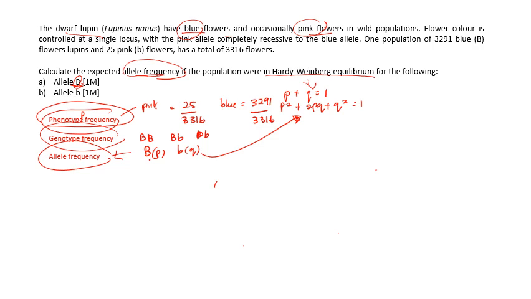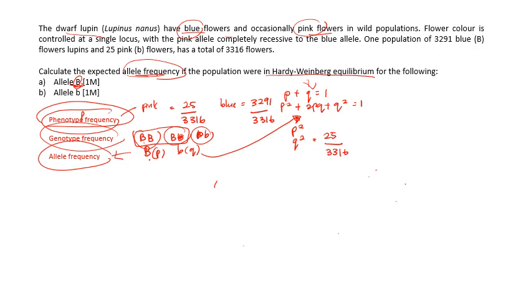Why is that? It's because you notice here, if it's dominant, it can be these two. It can be the big B big B, and it can be the big B small b, and we don't want the small b, we want the big B only. Okay, so for big B, it would be P square, and for small b, it would be Q square. So Q square equals 25 out of 3316, because it can only be this one.